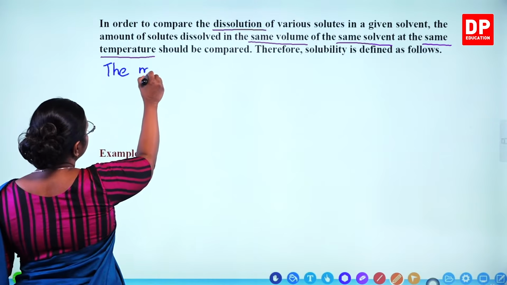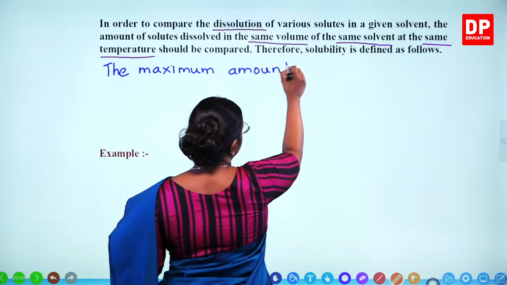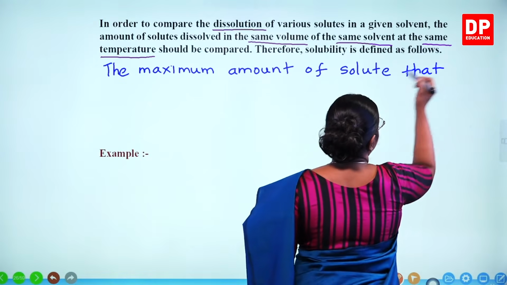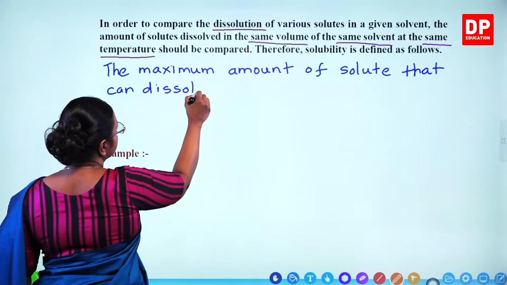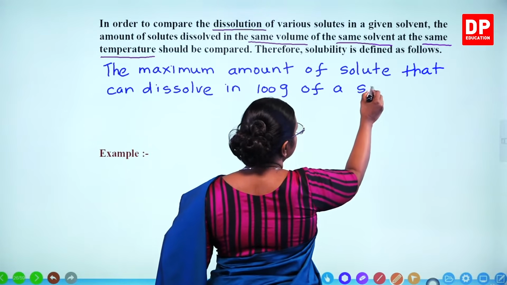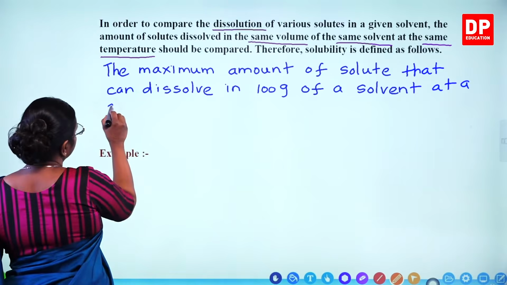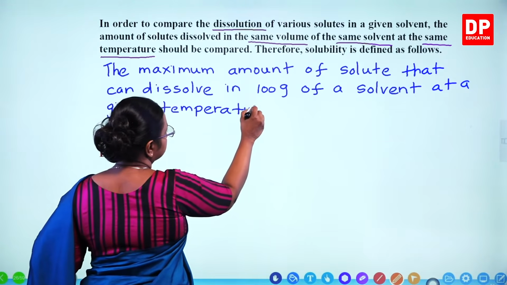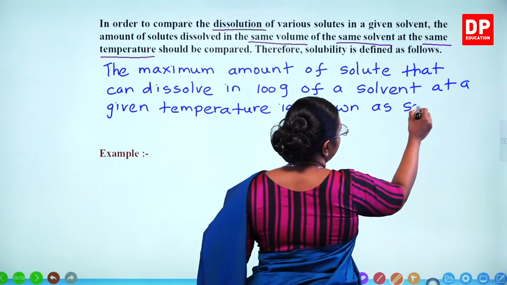The maximum amount of solute that can dissolve in 100 grams of a solvent at a given temperature is known as solubility.